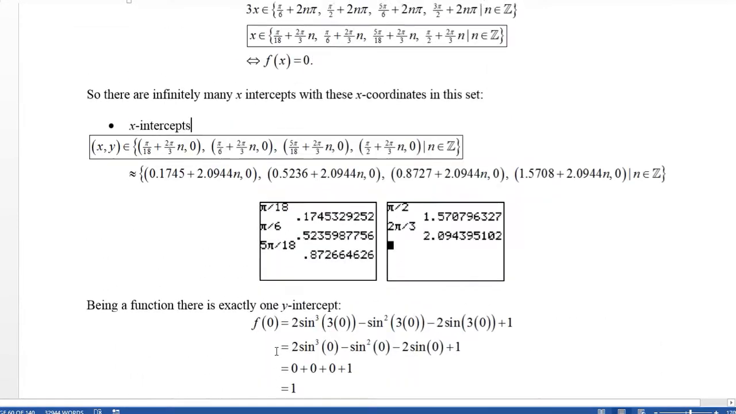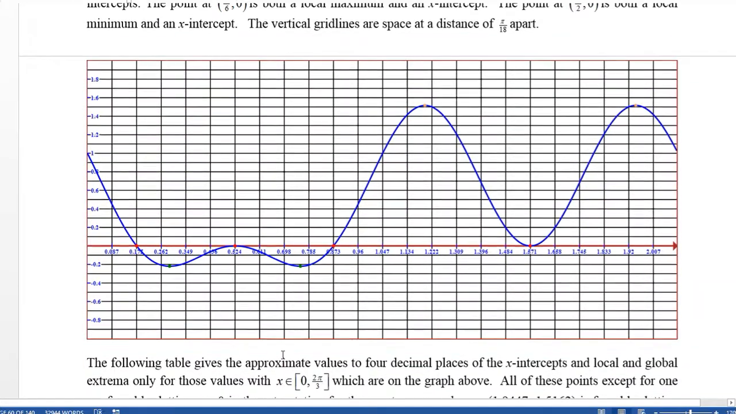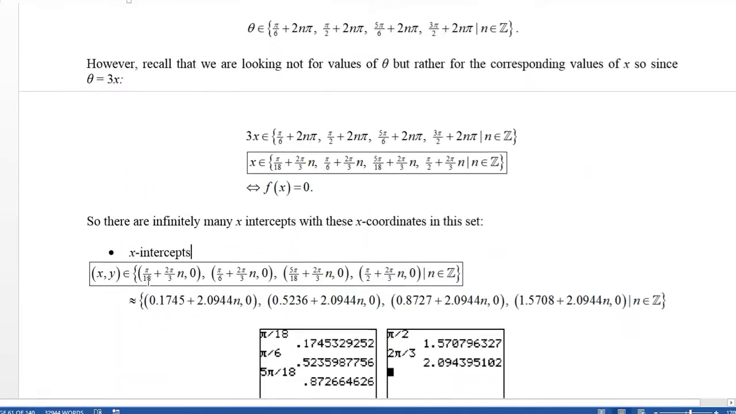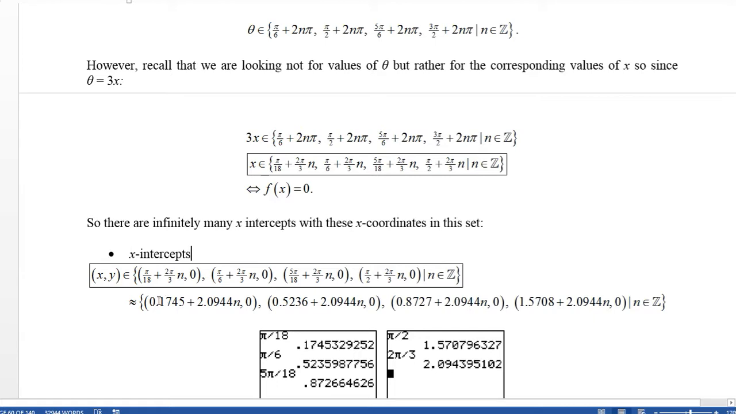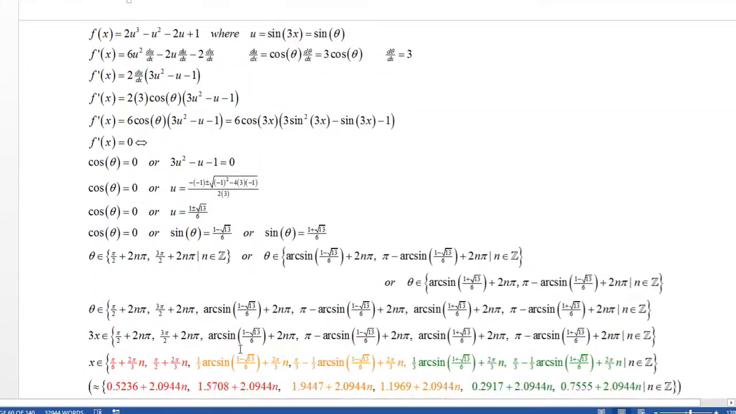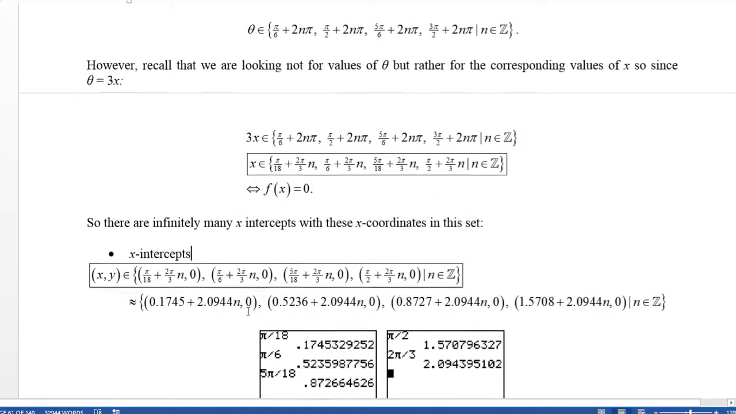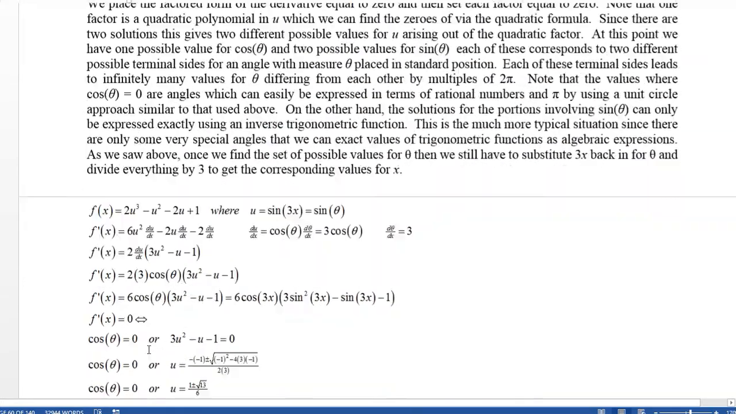Now, if I were to graph this, I've got the graph down here below. So here's a graph of one period. These red points right here are those x-intercepts that we just found. This first one is going to be the smallest of these 4 numbers. Which one's smallest? The 0.1, so pi over 18 is the smallest. And then the next, I think I have them in order, pi over 6 is the next one. So this is (pi over 18, 0). This is (pi over 6, 0). This one is 5 pi over 18. And then the last one is pi over 2.